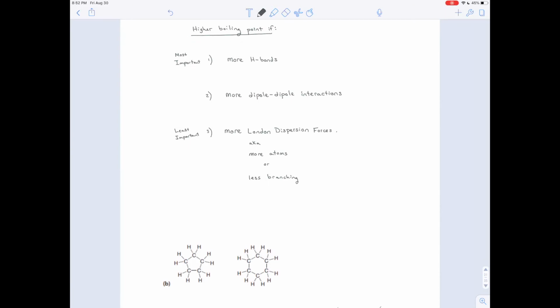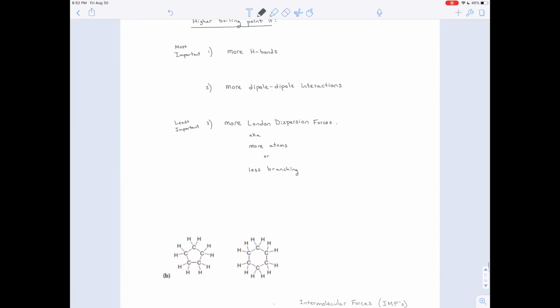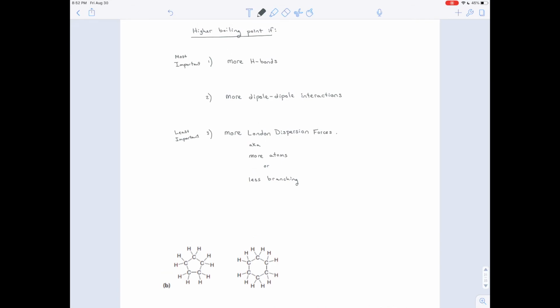This is a continuation of exercise 132. In this exercise, they give you two different molecules, and they ask you if you had a population of one, and if you had a population of the other, which population, one or two, would have the higher boiling point. So we want to find out which one has the higher boiling point.